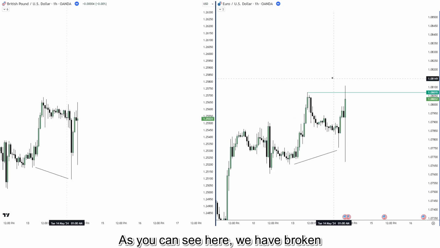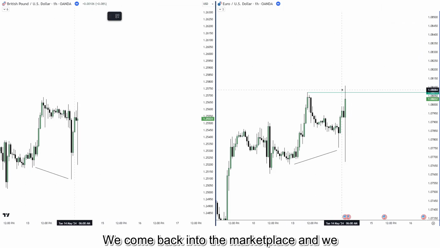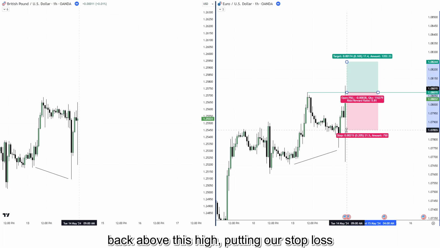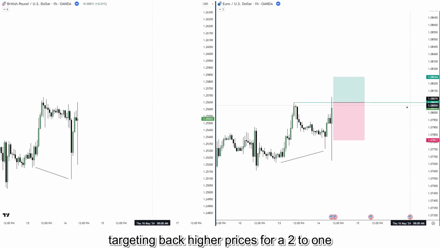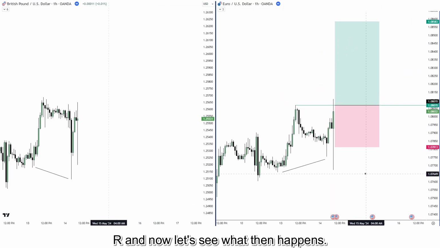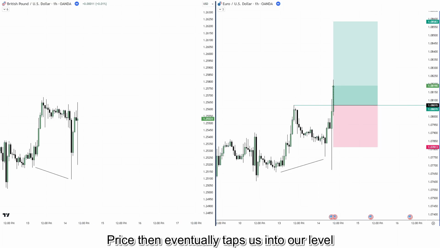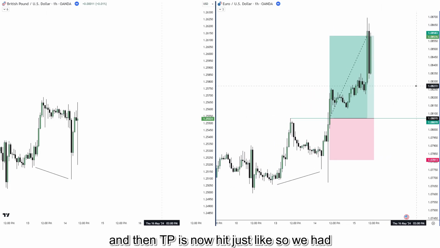As you can see here, we have broken structure to the upside, so our alert is now triggered. We come back into the marketplace and we put a limit order back above this high, putting our stop loss just below the mitigation block. So these up close candles create that mitigation block. I want to put my stop loss just below that last up close candle, targeting back higher prices for a 2-to-1 R. And now let's see what then happens. Price then eventually taps us into our level, and then TP is now hit just like so.